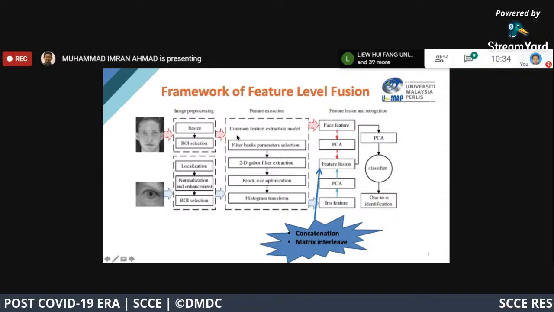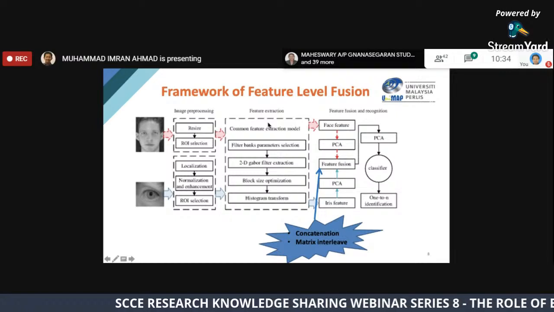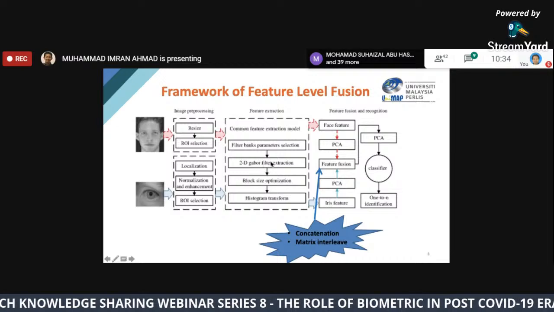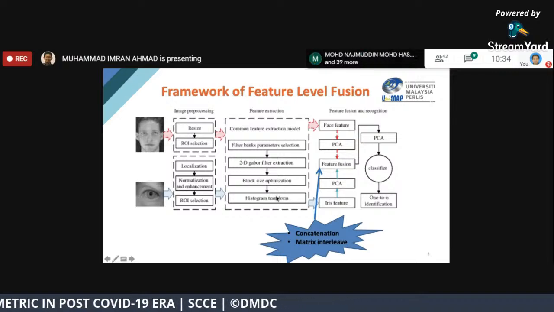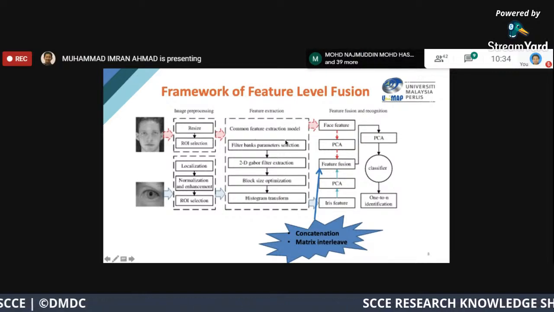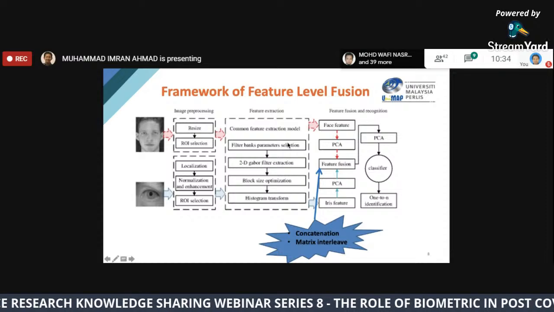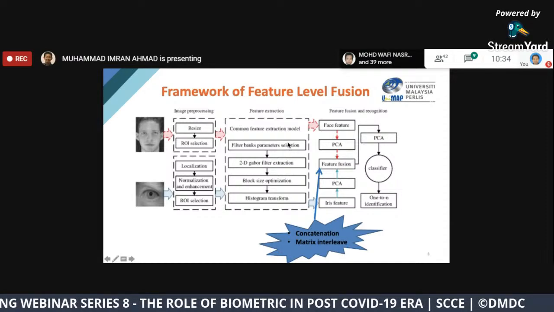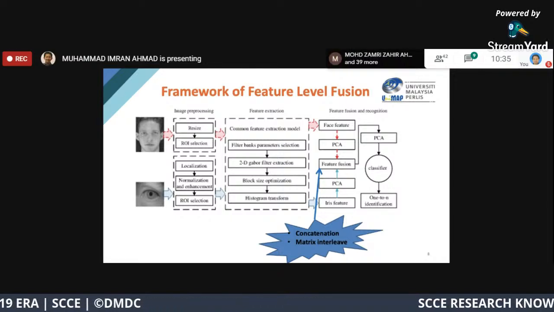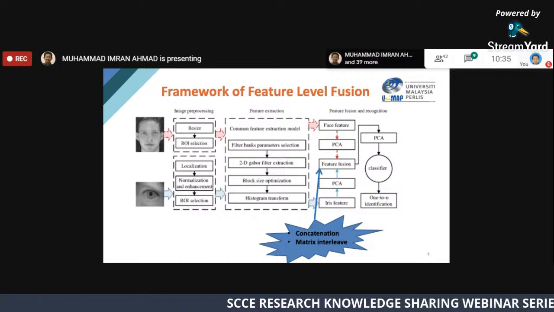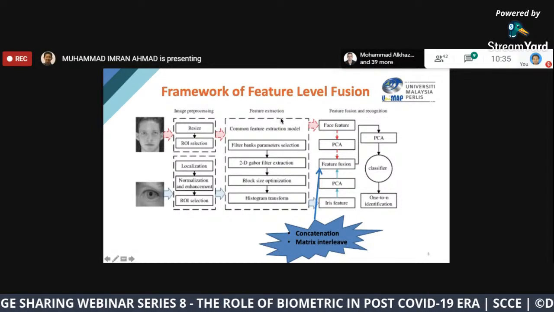After image pre-processing, we need to use feature extraction. There are so many types of feature extraction. For example, here we have a 2D Gabor filter, discrete cosine transform, local binary pattern, and histogram transform. It depends on what type of features you want to use. If your features are in the frequency domain, then you can use discrete cosine transform or discrete Fourier transform. If you are interested in using features in the spatial domain, one example is the Gabor transform. Gabor transform is also one of the popular feature extraction methods in the spatial domain.